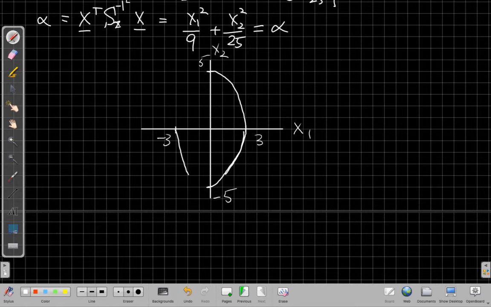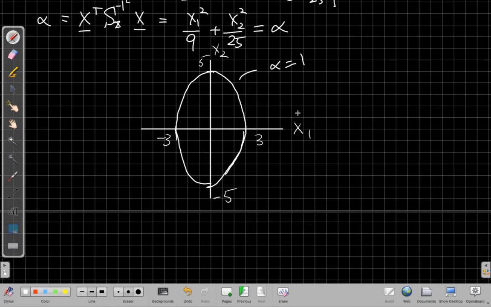That's not a very good ellipse, but you get the point. Say all the points on this contour have the same probability, which would be based on alpha equal to 1, right? I would plug alpha in up above and say all these points have alpha equal to 1, so therefore they have the same probability.